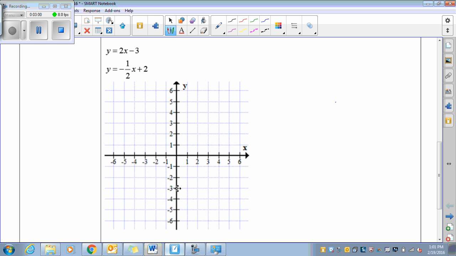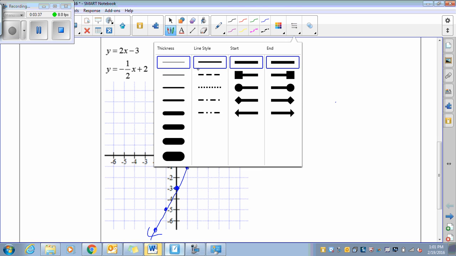So let's graph the first one at negative 3 for our y-intercept, and then a slope of 2. Up 2 over 1, and down 2 over 1 and down 2 over 1. So this would be our first line. And then we can graph our second line as well.